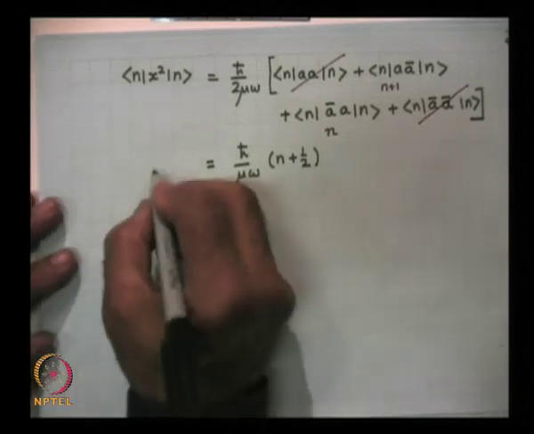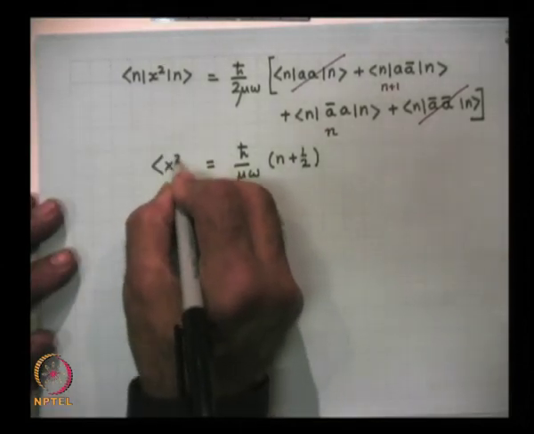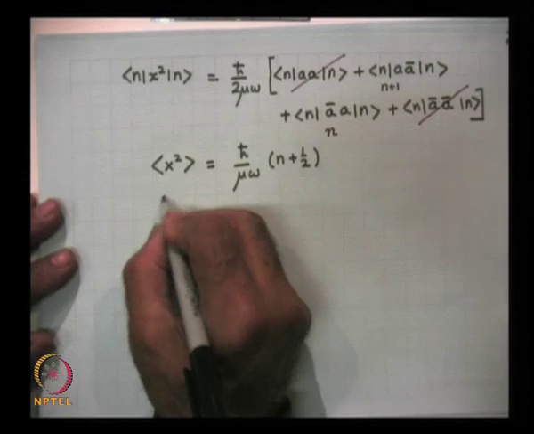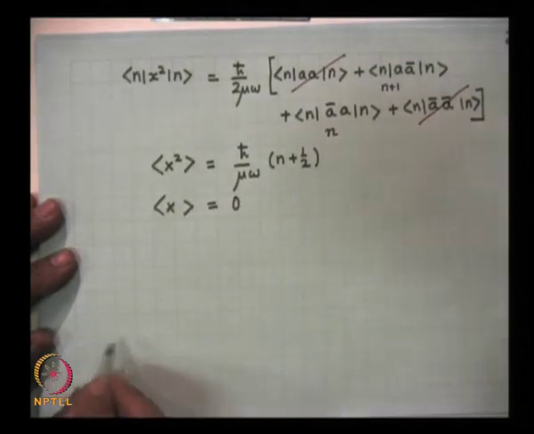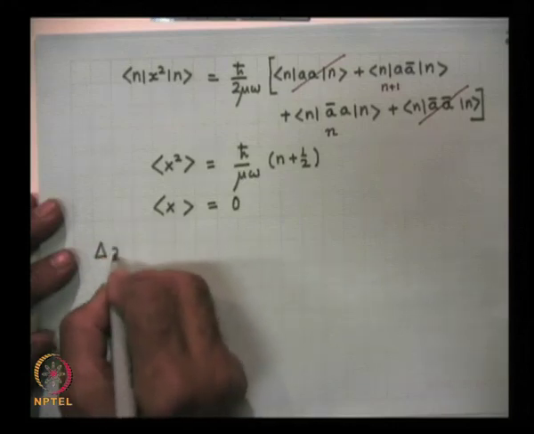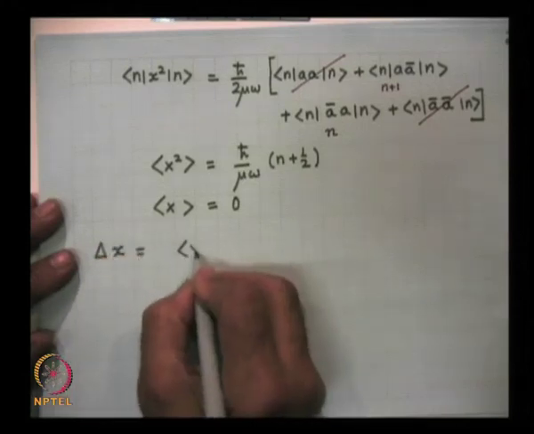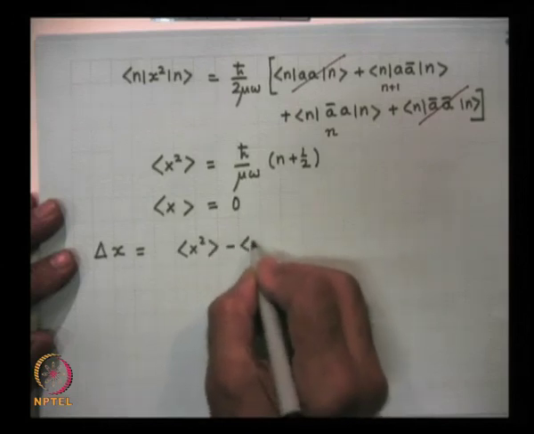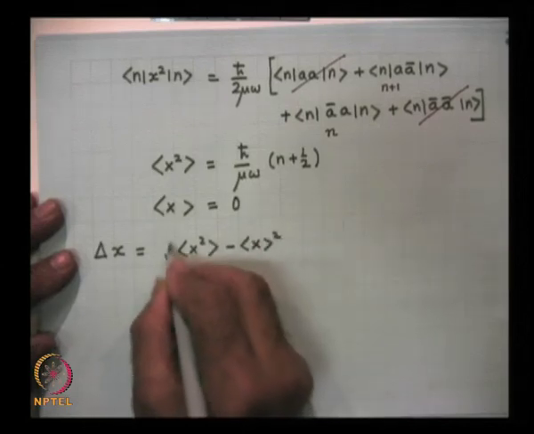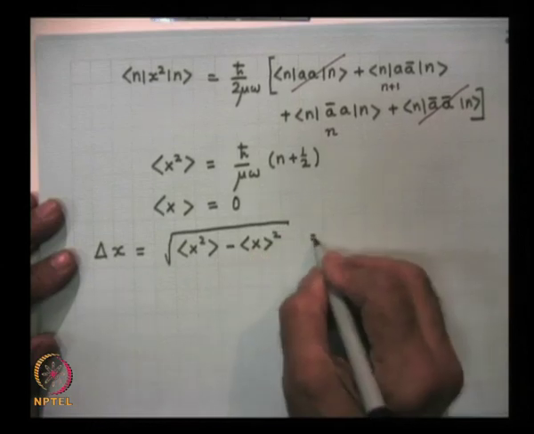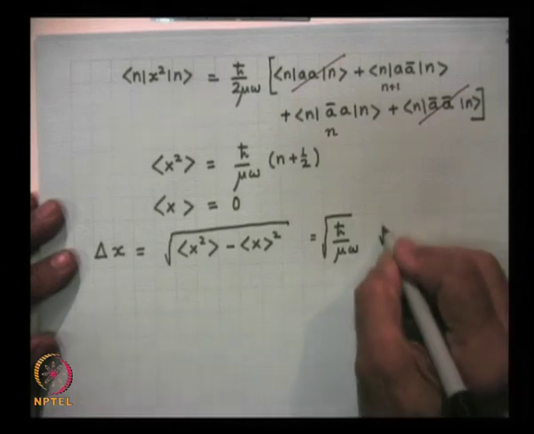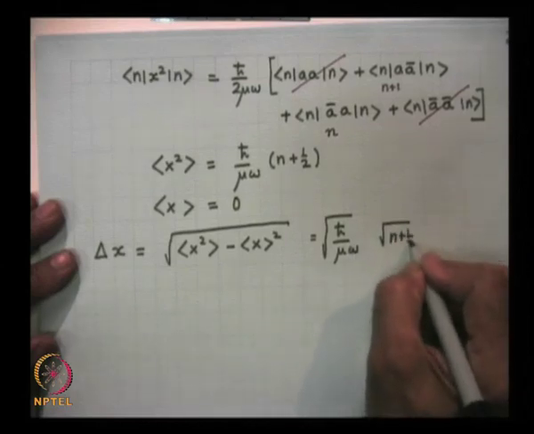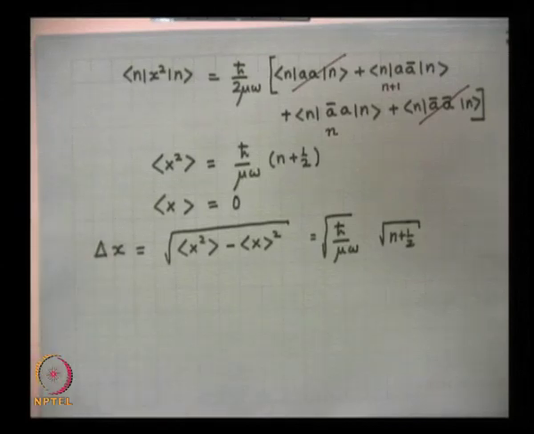So, my expectation value of x square is this, and the expectation value of x is 0. Therefore, delta x is equal to the square root of x square minus x average square, but this is 0. So, you will have the square root of h cross by mu omega times the square root of n plus half. So, one result we have obtained.